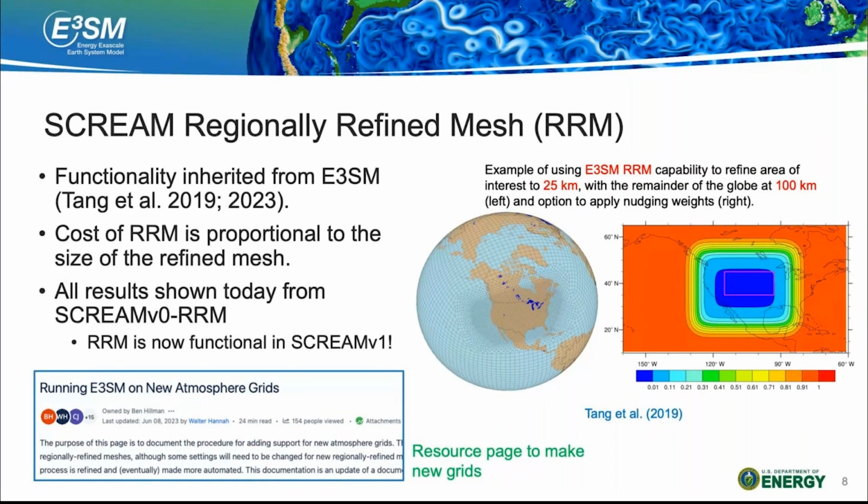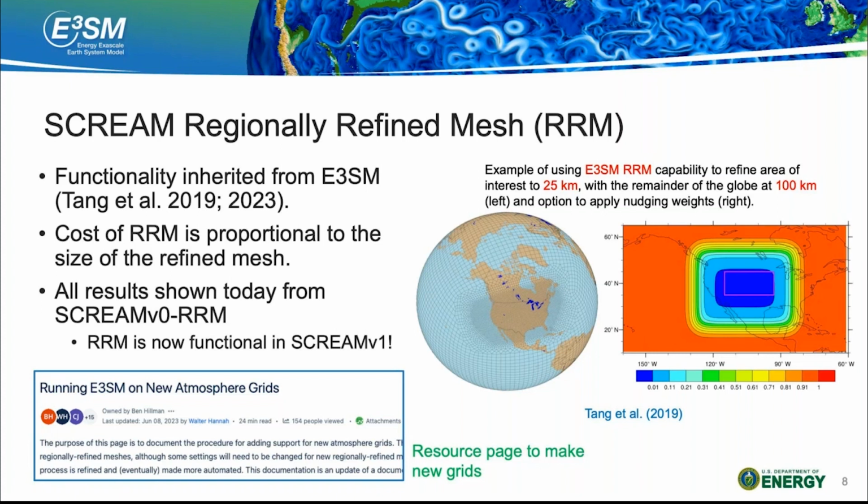The RRM functionality also comes with the ability to apply nudging weights. This makes it possible to nudge the coarse resolution region of your domain while allowing the high resolution region of interest to be completely free running. Therefore, this allows the user to specify the boundary conditions outside the region of interest from reanalysis or a pre-existing climate run, for example.